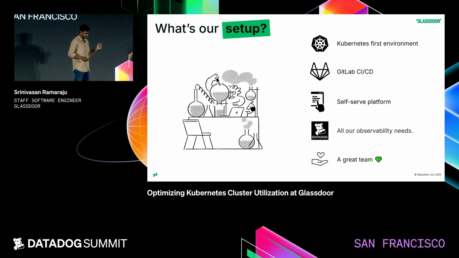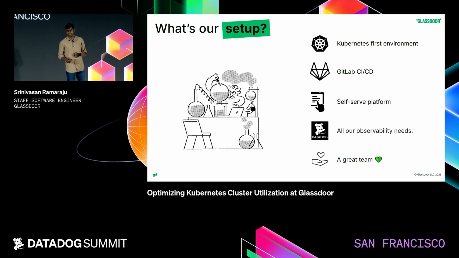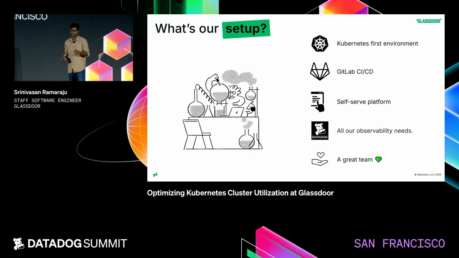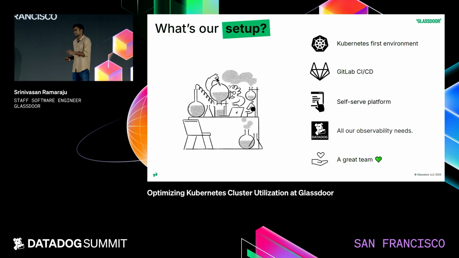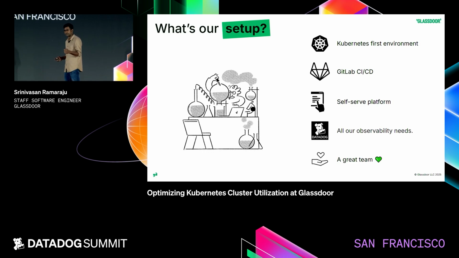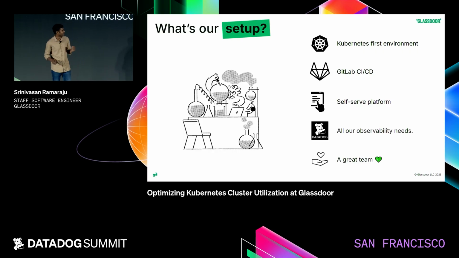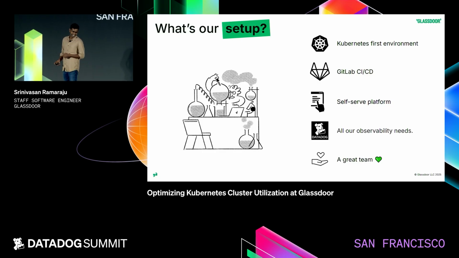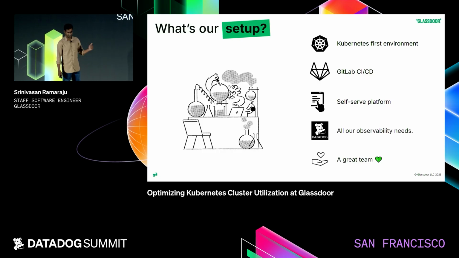Also, we developed a self-serve platform which lets our engineers create, manage, and deploy apps to a cluster from GitLab. What that means is our engineers can request and change resources like CPU, memory, and number of replicas that they need to run on our Kubernetes cluster from GitLab CI YAML files. Not just that, all our observability needs are met with Datadog, obviously why I'm here today. And last but not the least, as I showed you in the earlier slide, I got a fantastic team to support this with.